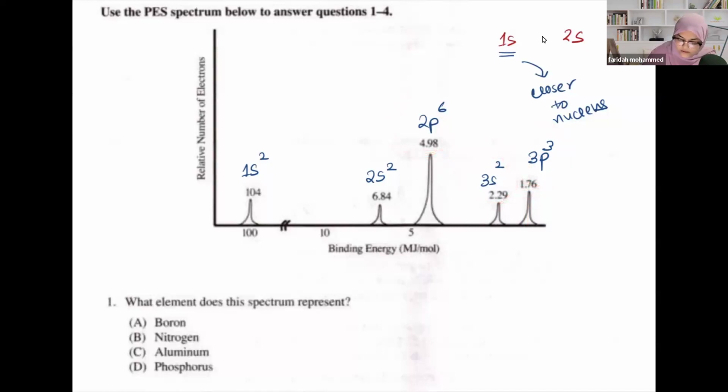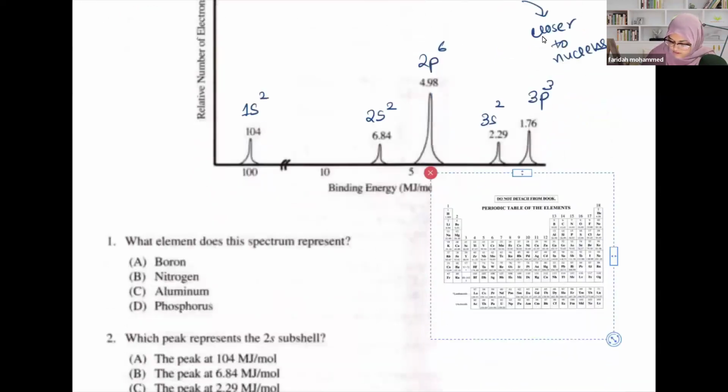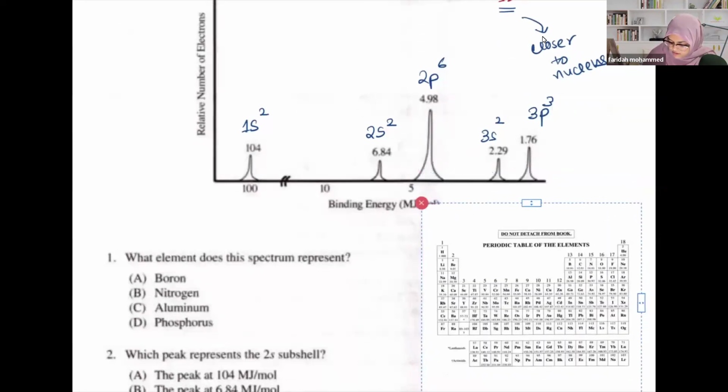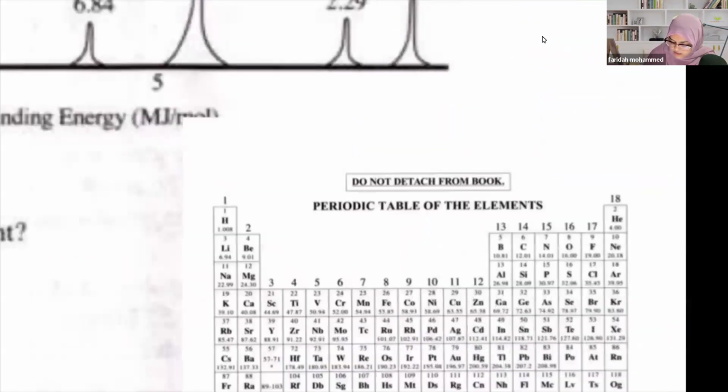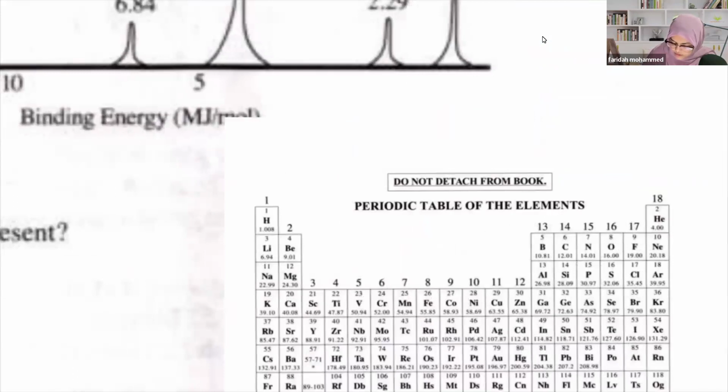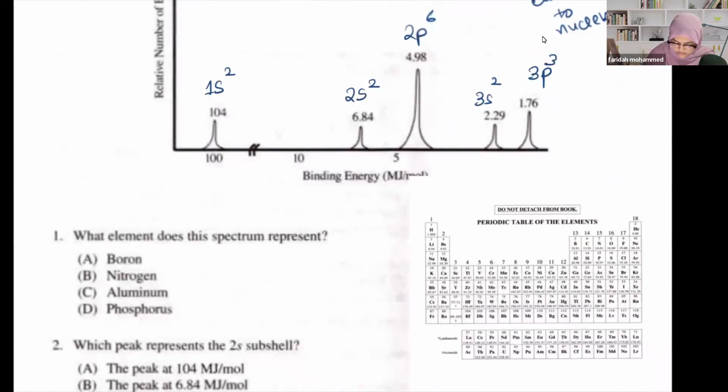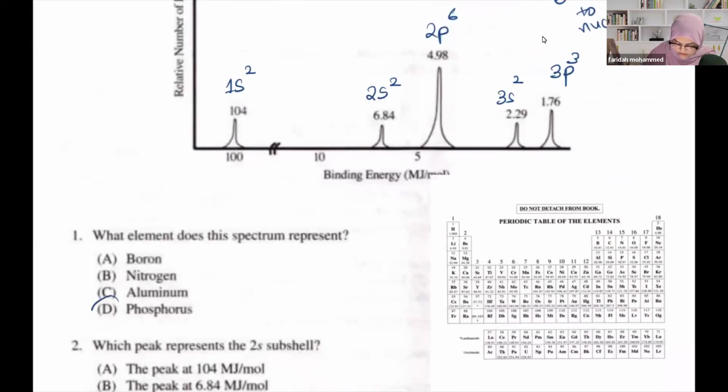Now we can look at the periodic table and figure out which element we're talking about. So 3p3. Which one has 3p3? 1s2, 2s2, 2p6, 3s2, 3p1, 3p2, 3p3. So the element that we're talking about is phosphorus. So the answer is phosphorus.